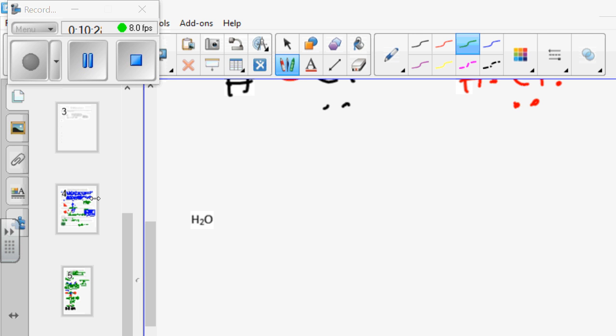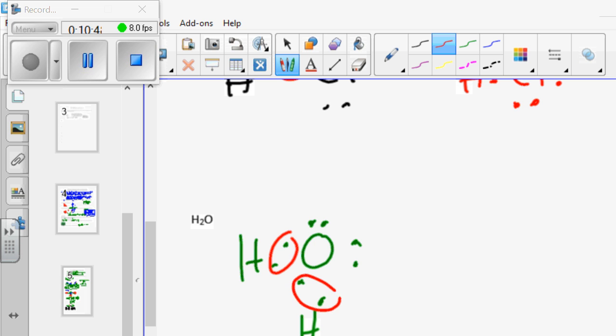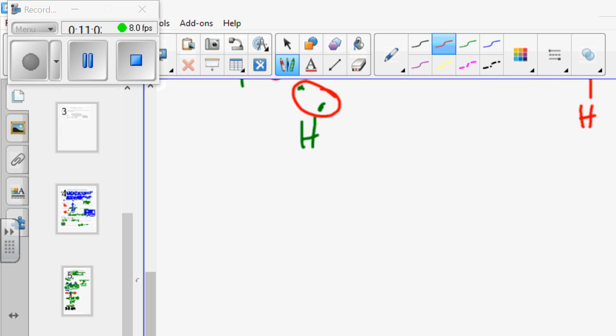H2O. We're going to put oxygen in the middle. It has 6. And then we have hydrogen with 1. These are going to share those, and that's going to share as well. So we have H, single bond, oxygen, single bond, hydrogen. Each of those lines represents 2 electrons.